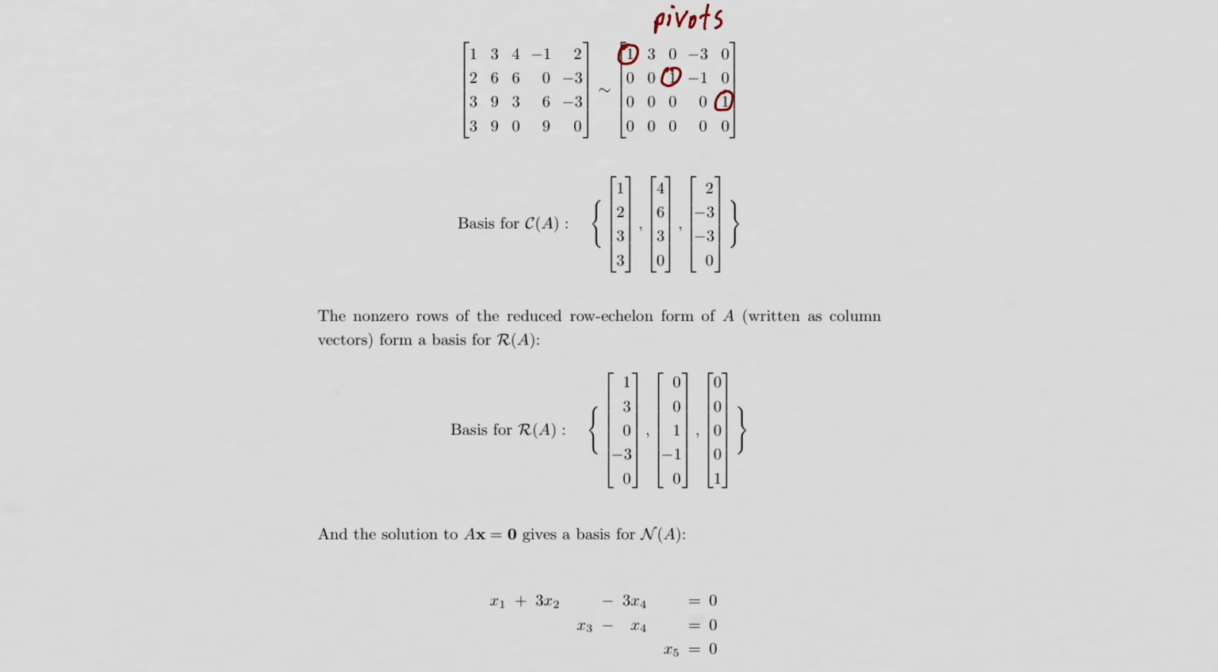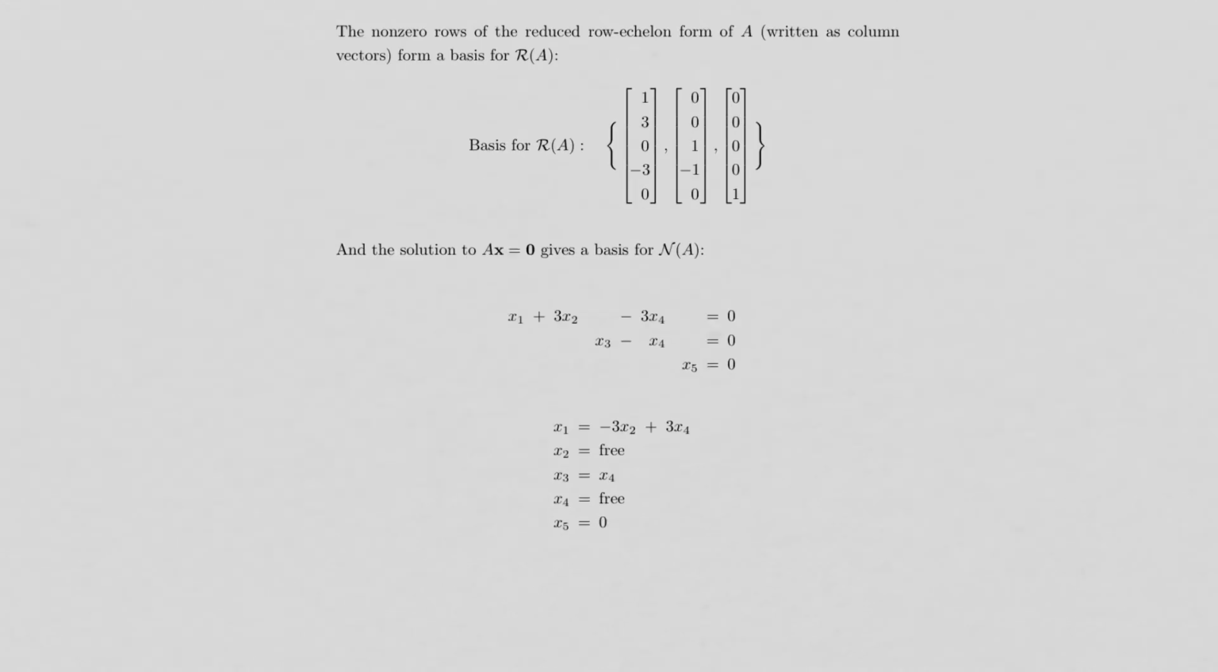Then, to find a basis for the row space of A, we simply look at the non-zero rows of the row-reduced form of A, and we write those as column vectors. So 1, 3, 0, minus 3, 0 is written as a column vector here. This row is written as a column vector. This row is written as a column vector. This row is all zeros, so we don't include it. And our previous theorem tells us that this set is a basis for the row space of A.